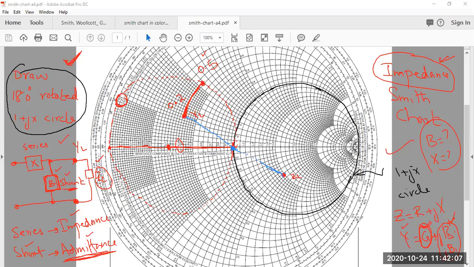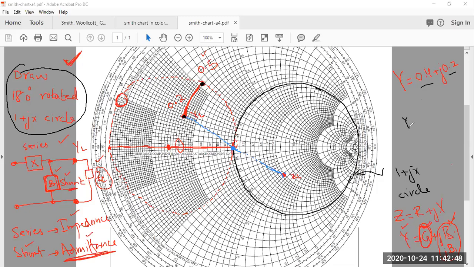So what I'm saying is, let me write the equation so that it's clear to you. Assuming Y was equal to 0.4 plus j 0.2, which is this point. What is the real part? Let's say 0.4. What is the imaginary part of this point? 0.2.